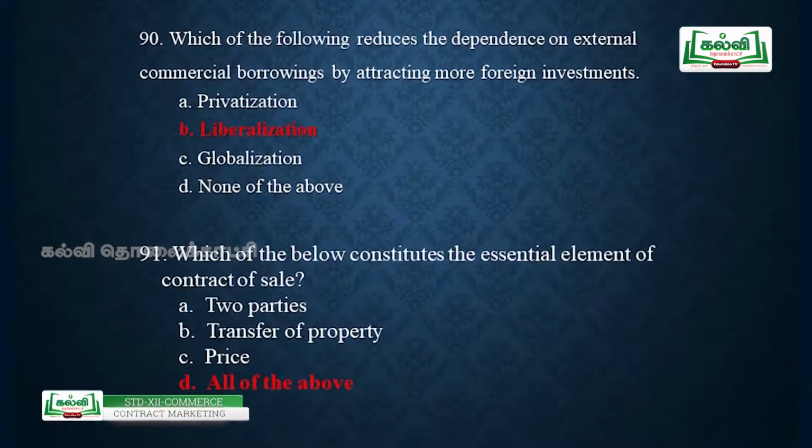Then transfer of property should occur from a seller to a buyer. Then there must be a price for the product. So, all these three constitute the essential element of contract of sale.